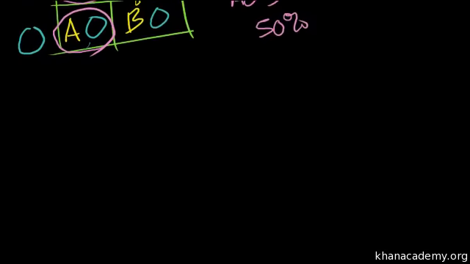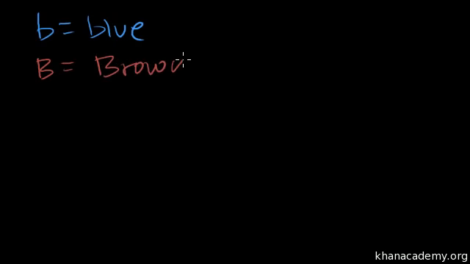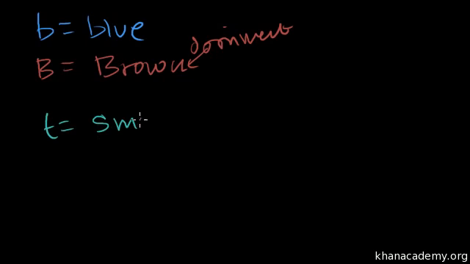So let's go to our situation that I talked about before, where little b is equal to blue eyes, and we're assuming that that's recessive. And big B is equal to brown eyes, and we're assuming that this is dominant. And let's say we have another trait, the tooth trait I introduced before. So let's say little t is equal to small teeth. I don't know what type of bizarre organism I'm talking about, although I think I would fall into the big tooth camp. And let's say big T is equal to big teeth.